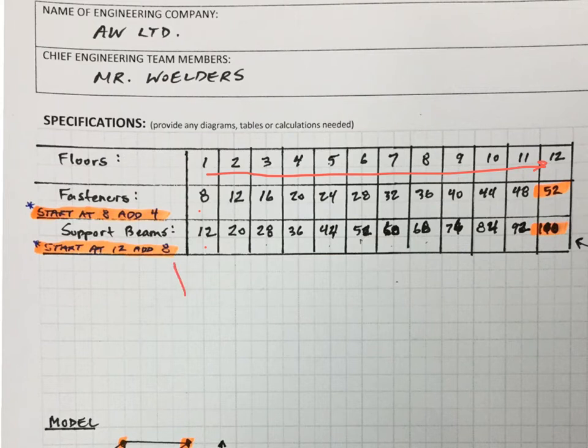And you can see right here that I highlighted what my pattern was. For each level you add after the first floor, you're going to need 4 fasteners. So it goes up 12, 16, 20, 24. Support beams 20, 28, 36, 44, etc. All the way up to 100 for a total number of support beams and 52 for my total number of fasteners, or marshmallows.